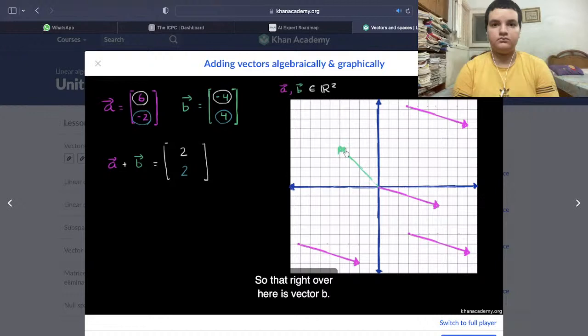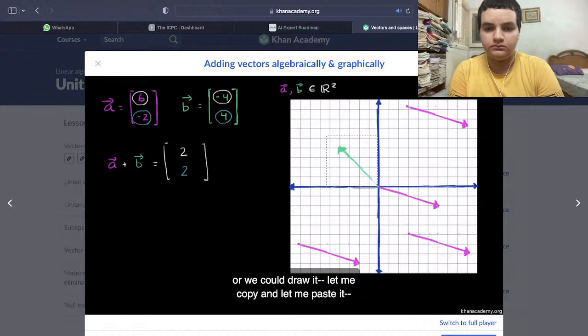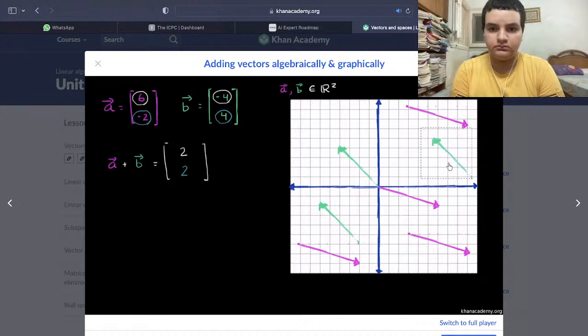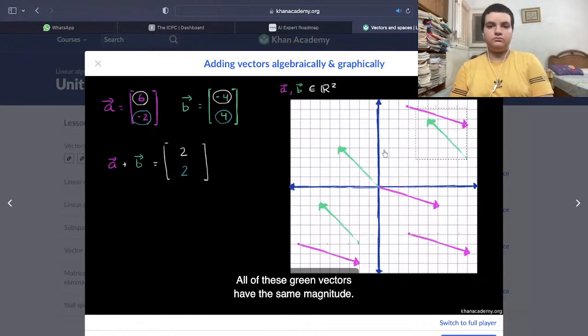And once again, vector B, we could draw it like that, or we could draw it, let me copy, let me paste it. So this would also be another way to draw vector B. Once again, what I really care about is its magnitude and its direction. All of these green vectors have the same magnitude. They all have the same length, and they all have the same direction.